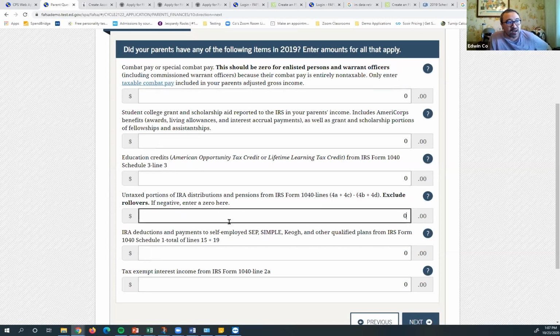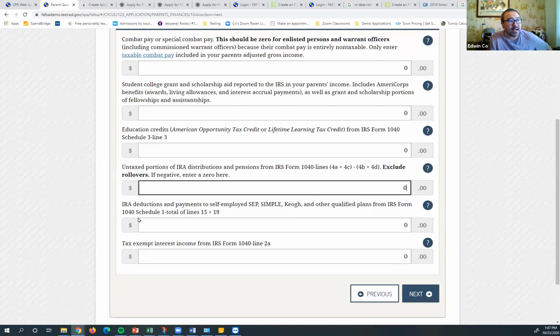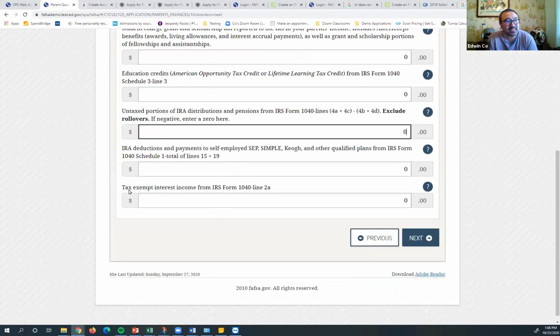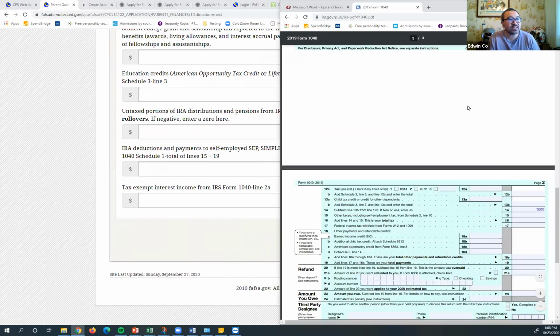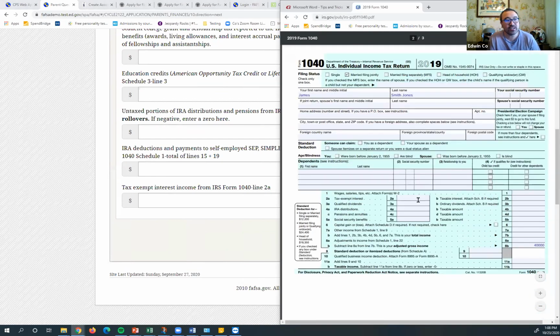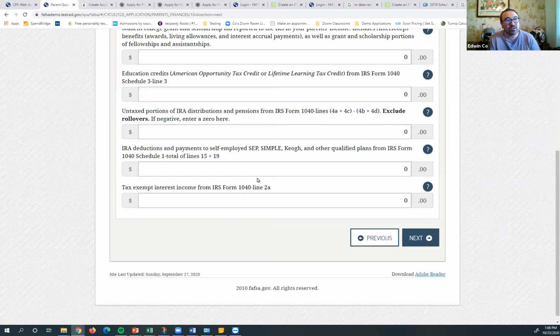Untaxed portions of IRA distributions. This is usually when your parents are retired, so usually that's a 0. And then IRA deductions and payments to self-employment. You can look at your tax form Schedule 1 if there was anything there, but usually it's a 0. Tax-exempt interest is usually whatever's on line 2A. Once again, we're looking back at the form to see if there's anything in that 2A. That's usually on the first page. If it's blank, that's going to be 0. Most of our families, especially if your family's low income, it's going to be 0 for these questions.